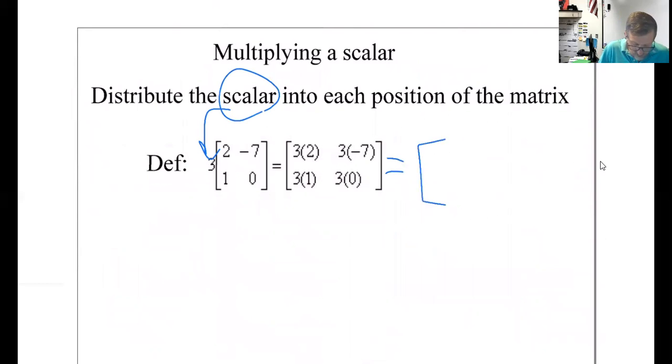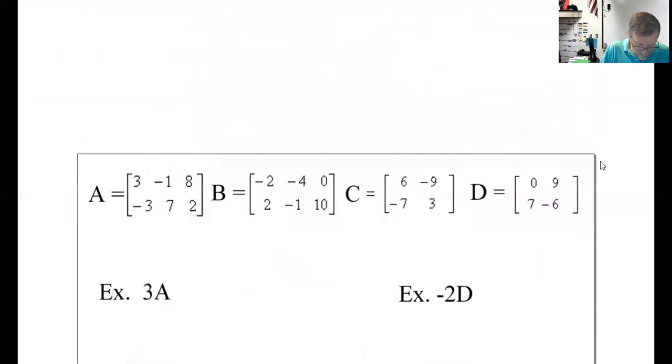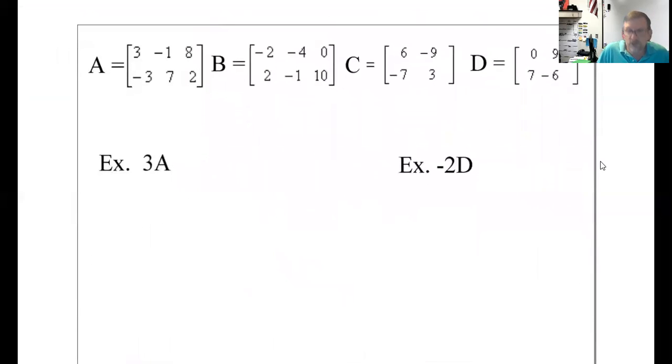So 3 times 2 is 6. 3 times -7 is 21. 3 times 1 is 3. And 3 times 0 is 0. That's it for scalars. Not a whole lot to it. So for this particular example, A, multiplying everything through by 3. So my 2 by 3 becomes another 2 by 3, just 3 times as large.